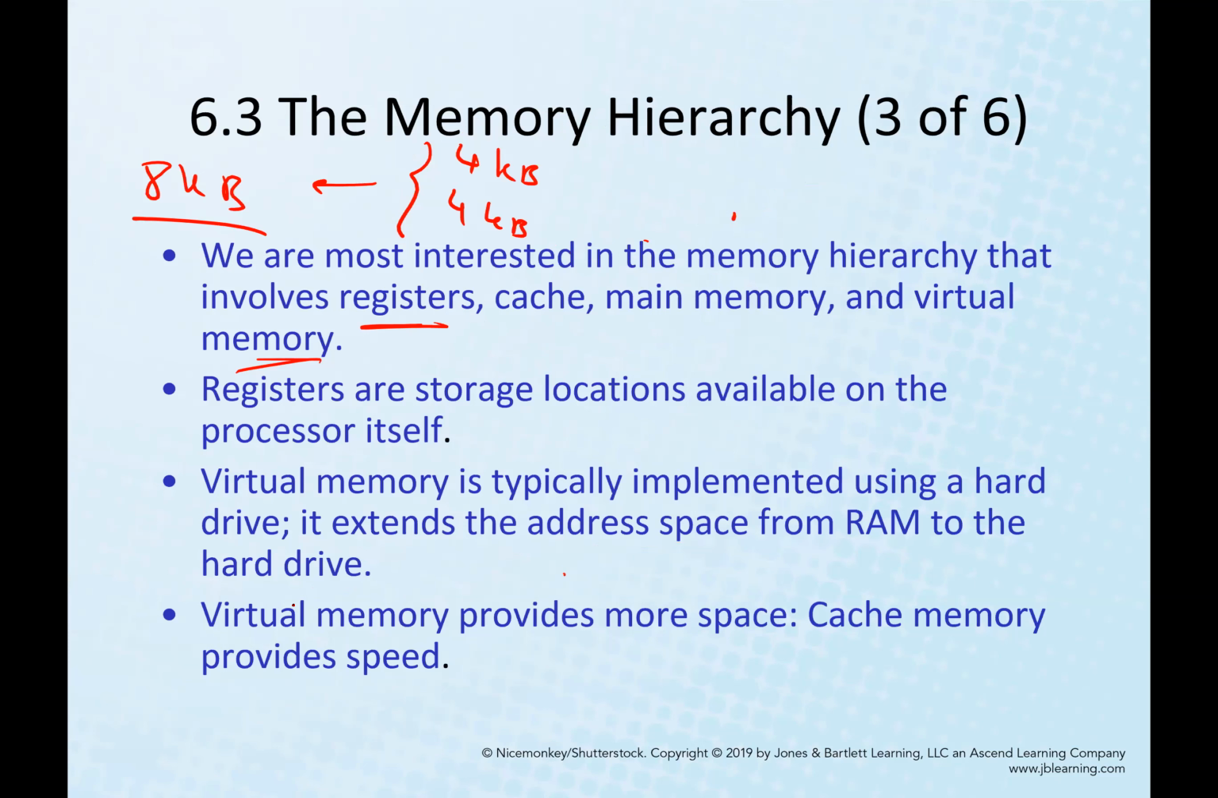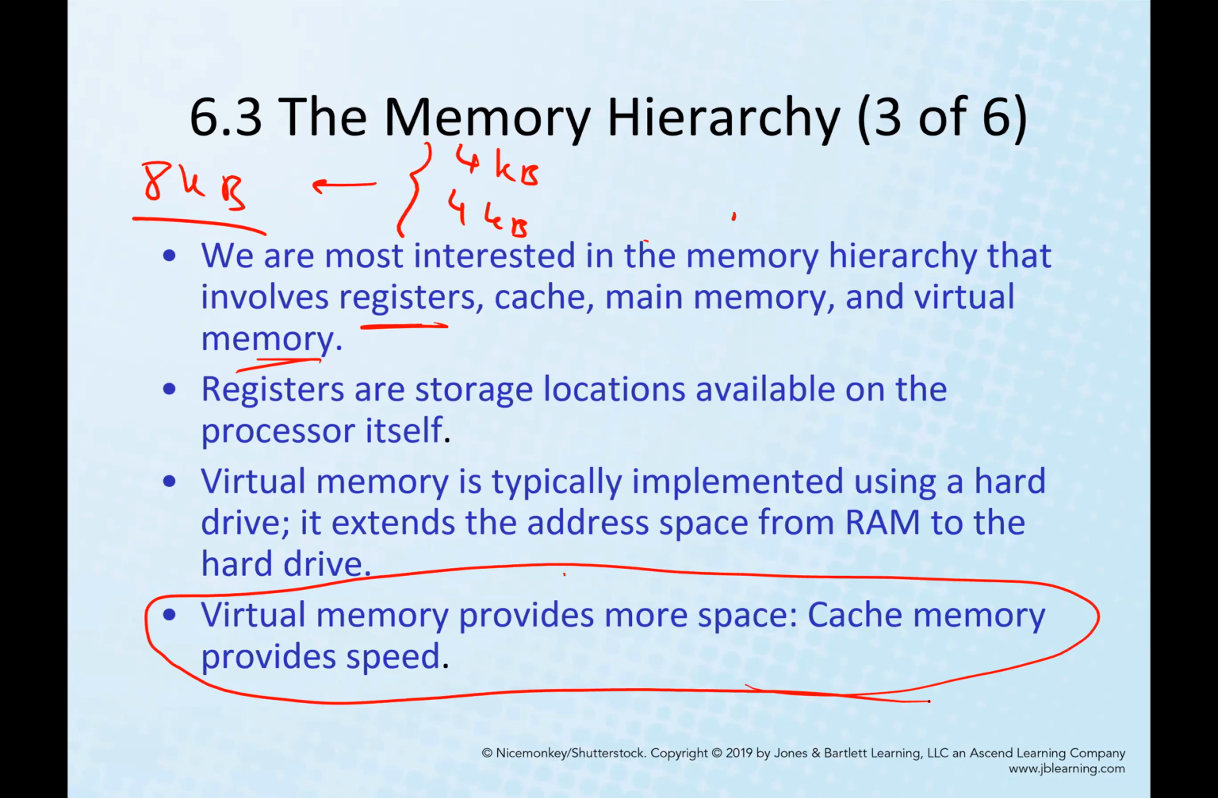This line says that virtual memory provides more space, of course, because we're extending the address space, and cache memory provides speed. So that's the difference. What's the difference between cache memory and virtual memory? We can say cache memory provides speed and virtual memory provides space. Any question? We will discuss virtual memory and cache memory later this week and next week.